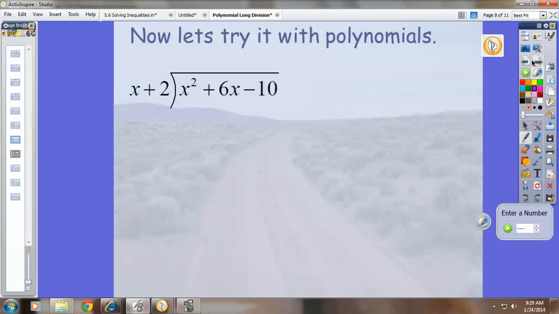So x, how many times does x go into x squared? Or, we can think of it as what is x squared divided by x? X, you agree? I'm thinking x times what is going to give, guys, I need you to stop talking and pay attention. If I take x times x, does that give me x squared? Okay, so I'm going to write x above the term that it's alike. Okay, do this with me on your notes.